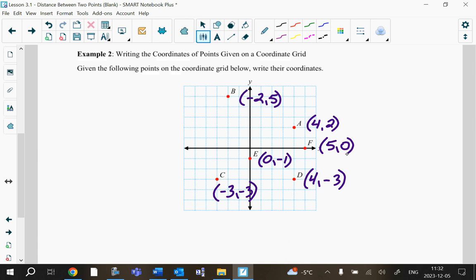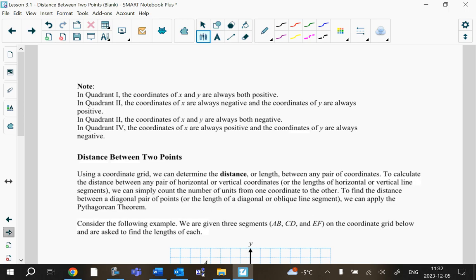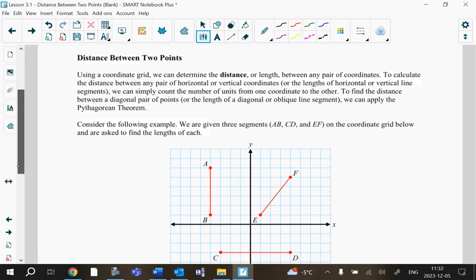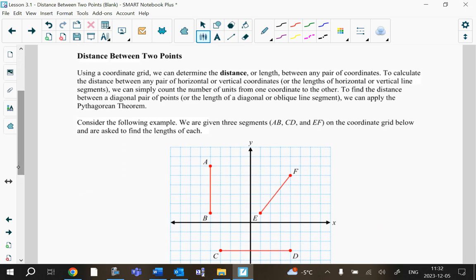Plotting points, reading points. Because we need that information to start looking at some different coordinate geometry concepts. First of all, distance between 2 points.